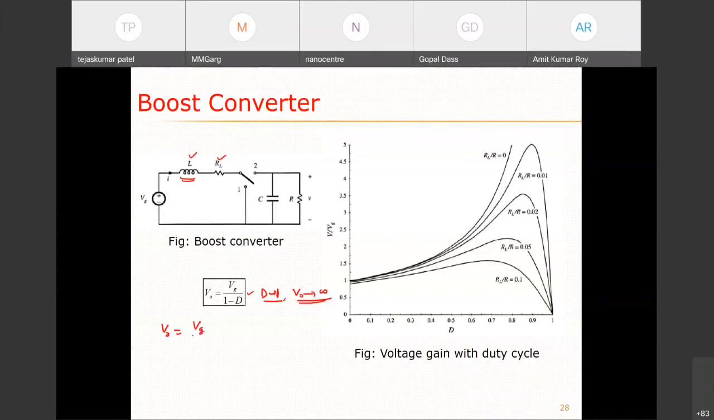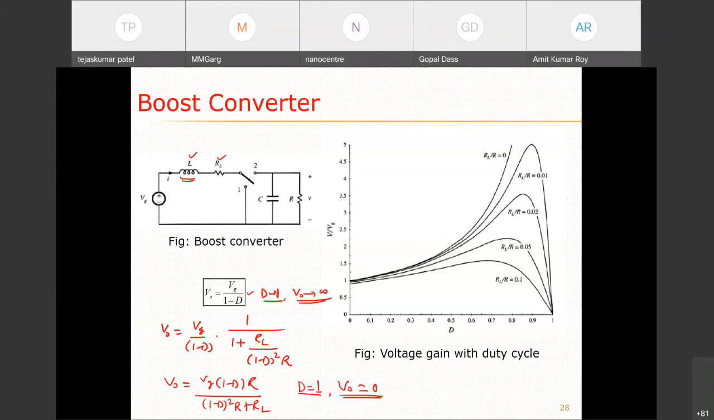But what happens when the ESR of this L, or the resistance of the inductor, is considered? Obviously that will be there in a practical converter, so we have to consider it. When we consider this RL and do the analysis, the output voltage comes out to be Vg upon 1 minus d. This term remains, and apart from that there will be one more term, 1 plus RL upon 1 minus d square R.